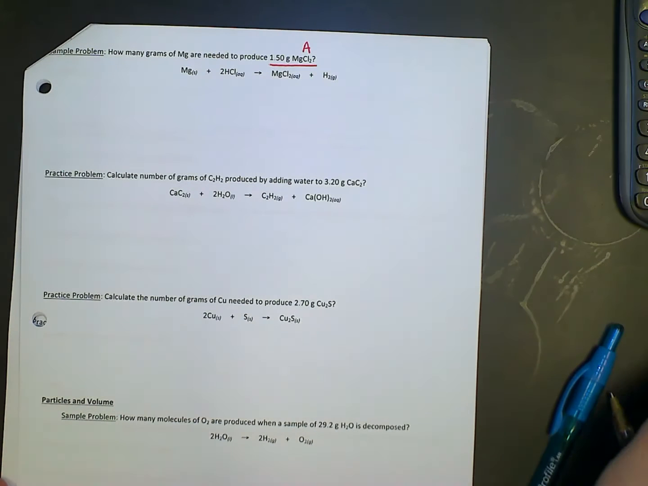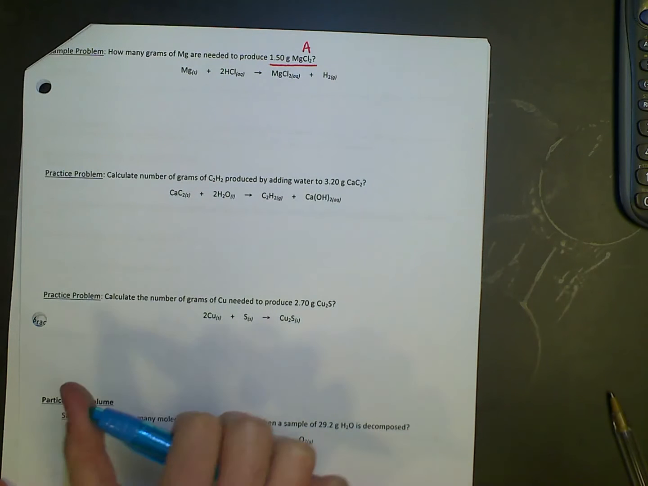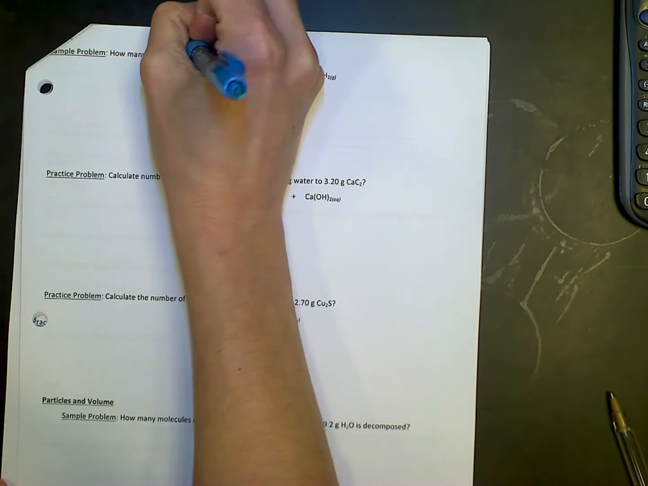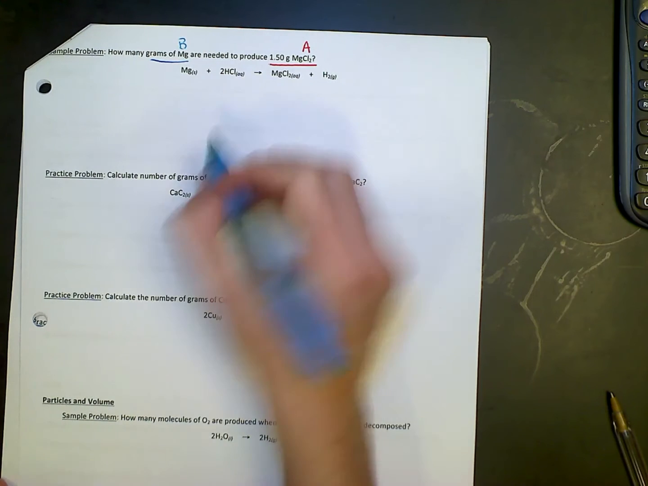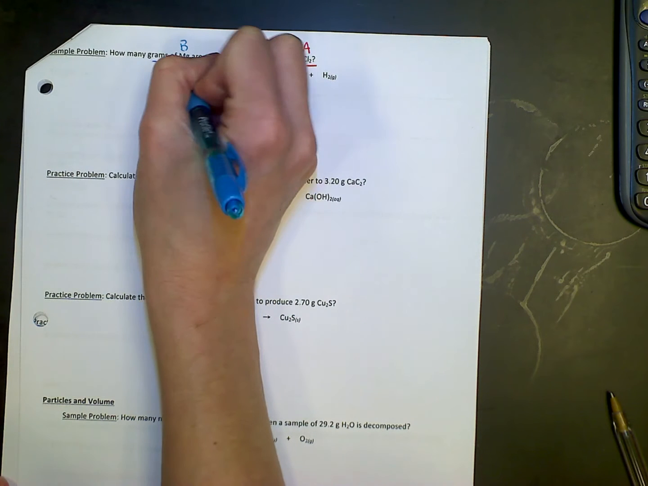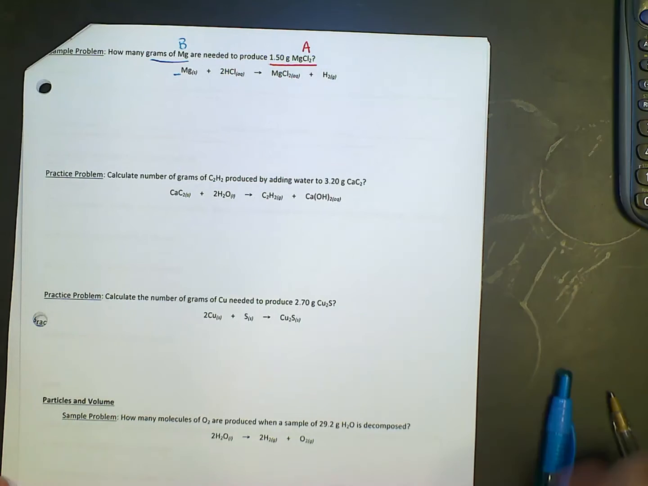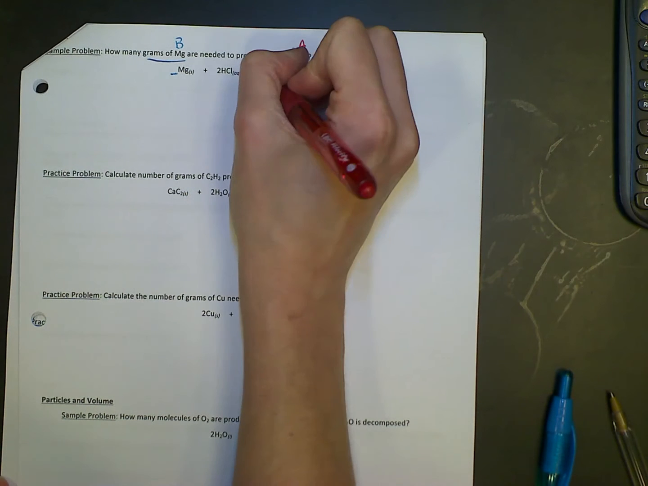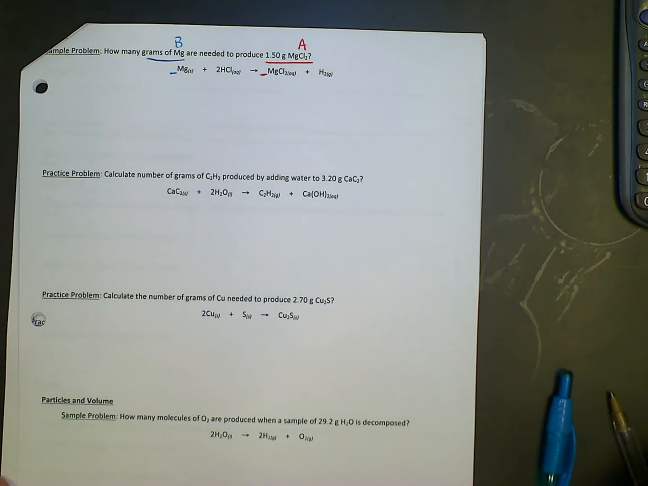And then what do we want here? We're looking for grams of Mg, so that becomes our B. Okay? Oh, and don't forget to underline your coefficients. So for our B, look down at the magnesium, and it's technically a coefficient of 1. Same thing for the MgCl2. Look at that, and it's a coefficient of 1 as well. Okay? So we've got all that identified.